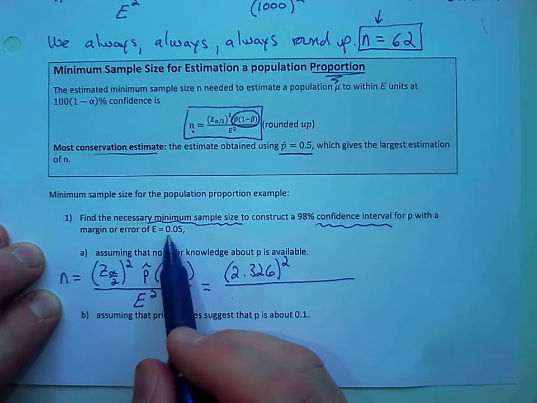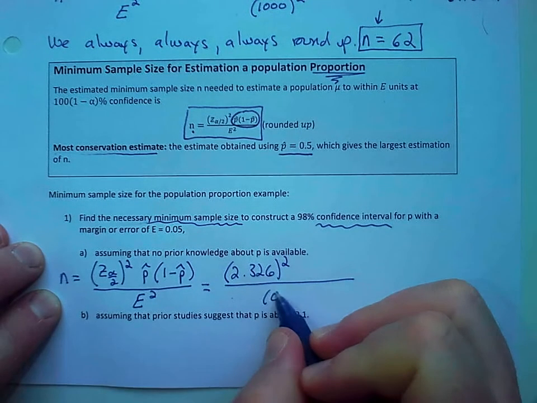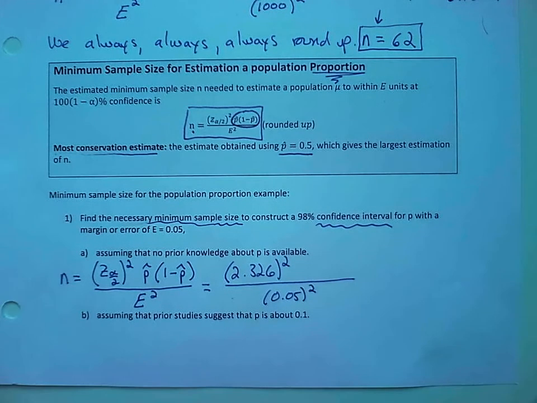And our margin of error literally tells us that E is equal to 0.05 right here, so I can plug that in. But now what do we use for p hat? It doesn't tell us what p hat is. Remember that p hat is our sample proportion, and we always use our sample proportion to estimate what our population proportion is. We use our sample information to estimate some characteristic about the population, or another way of saying that is we use our sample statistics in order to estimate our population parameters.